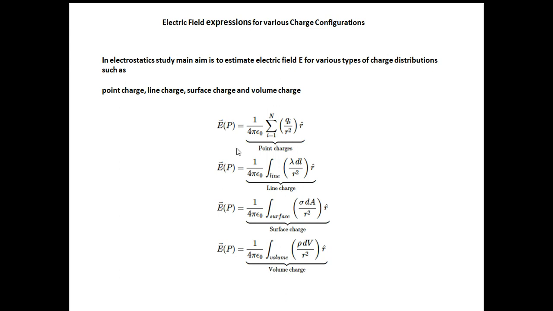Now you will find this is a little different, but these three are absolutely the same. For line, you have lambda dl. For surface, you have sigma dA, and for volume, you have rho dV. Now always remember one thing: we measure the electric field at some point and not at the source.